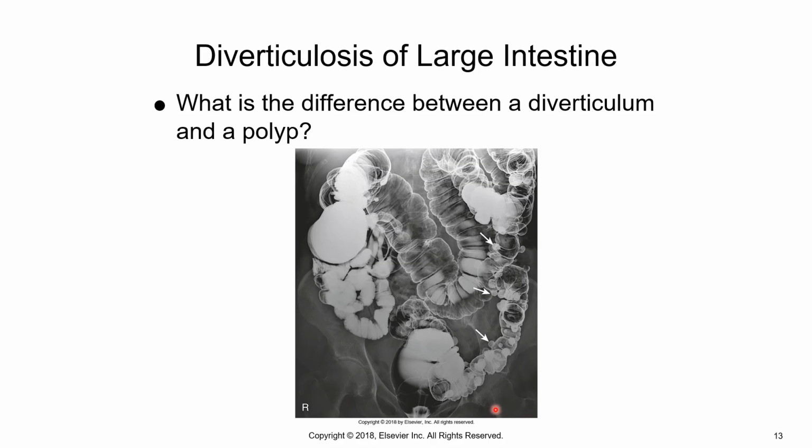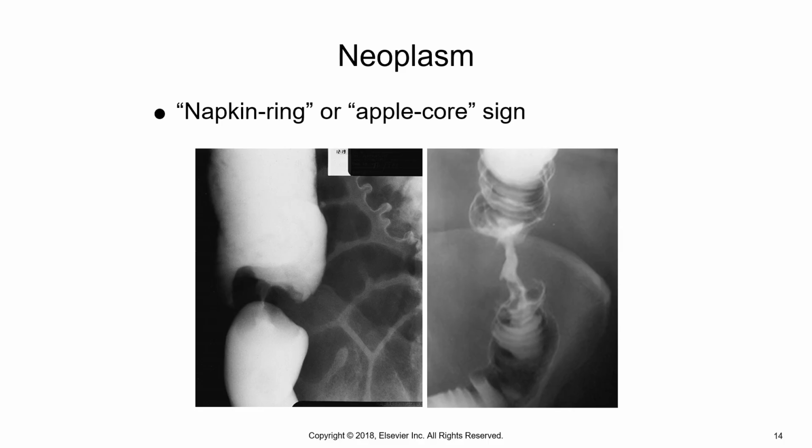So the question reads, what's the difference between diverticulum and a polyp? And the answer would be the direction in which they project. Diverticulum project outward from the lumen of the intestine, meaning there's an outpouching. A polyp projects inward towards the lumen. This again, we saw this before. This is the neoplasm, the napkin ring or apple core sign.